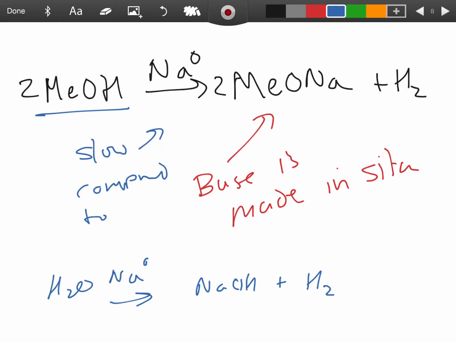Right. So yeah, you're just making your base in the reaction. So then there is a one pot Julia olefination where instead of having to do all of this stuff where you turn your alcohol into an acetate and then add a reductant, it just happens all in one step.